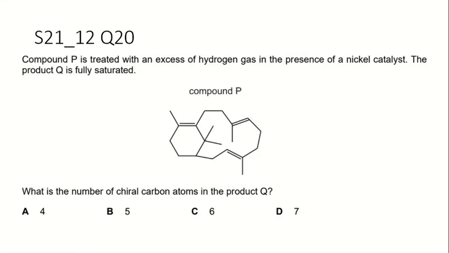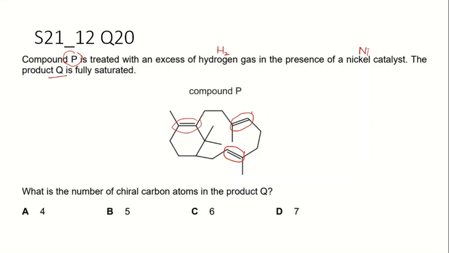In this question, compound P is reacted with hydrogen gas in the presence of nickel catalyst to form compound Q. Now, if you look at the structure of compound P, it is an alkene with 3 double bonds. Here, this one, and the third one. So these alkene double bonds will be reduced to alkane.